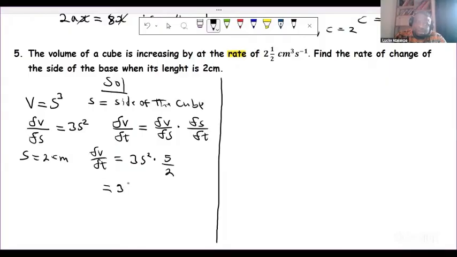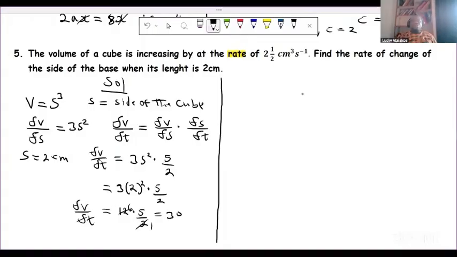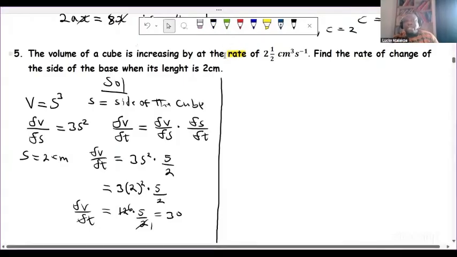So this becomes 3 times the side here, 2 squared, times 5 upon 2. So this is 3 times 4, this is 12 here times 5 over 2. 2 here 1, 2 here 6. 6 times 5 is 30. And that is our dV/dt. That is the question. That's the solution. The rate of change of the side of its base when its length is 2 centimeters. So, all right.